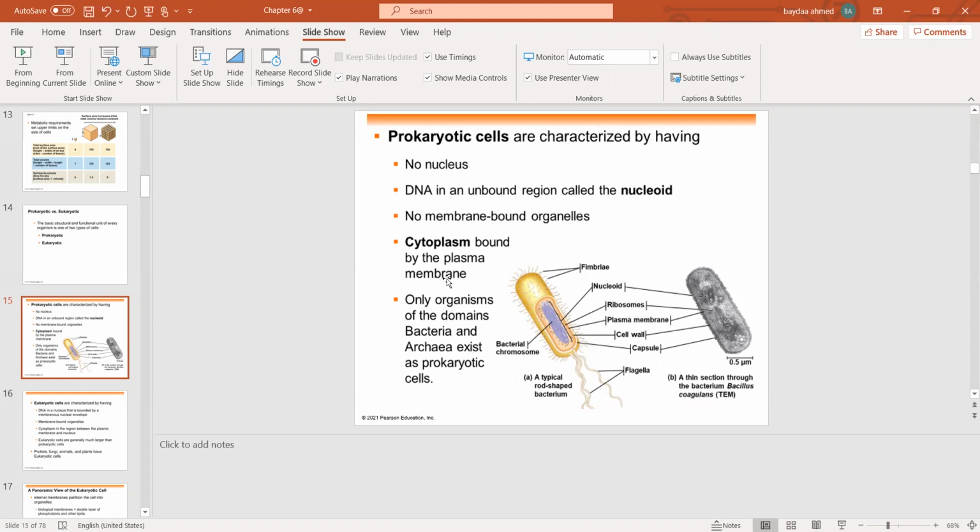Just as I said before, the four main features of all cells: they have chromosomes, or genetic information, they have cytoplasm, they have a plasma membrane, and they have ribosomes. So bacteria have only ribosomes. Only organisms of the domains Bacteria and Archaea exist as prokaryotic cells.